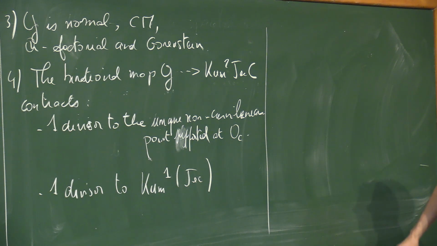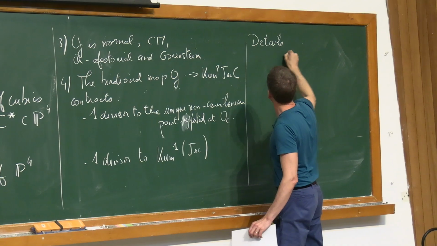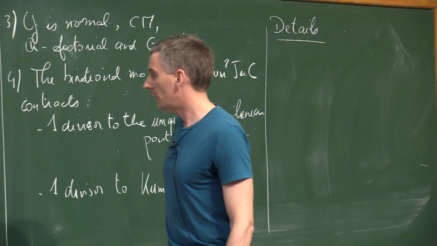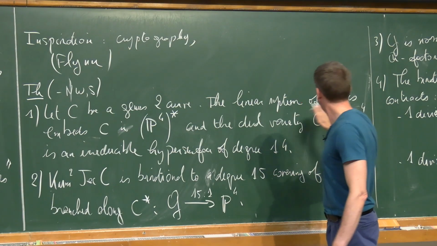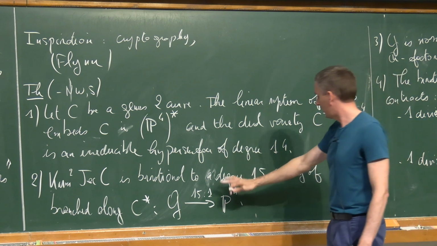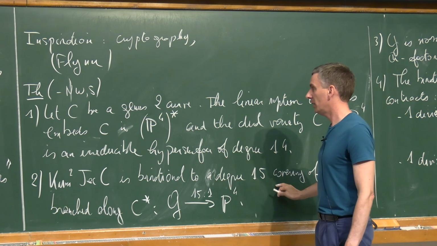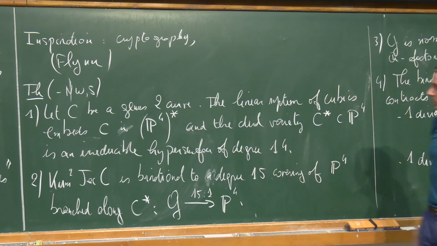So let me now give some details, put some notation, and explain. I would like to explain the construction, first the construction of the covering. First, what is the linear system of cubics? And then how we get a finite covering. And if I have time, I would like to explain the branch locus, why the branch locus is the dual of the curve.